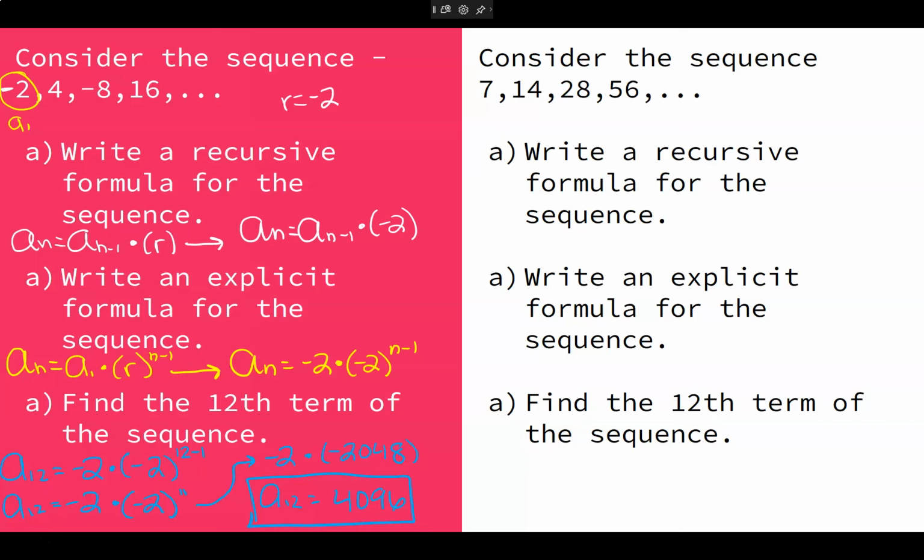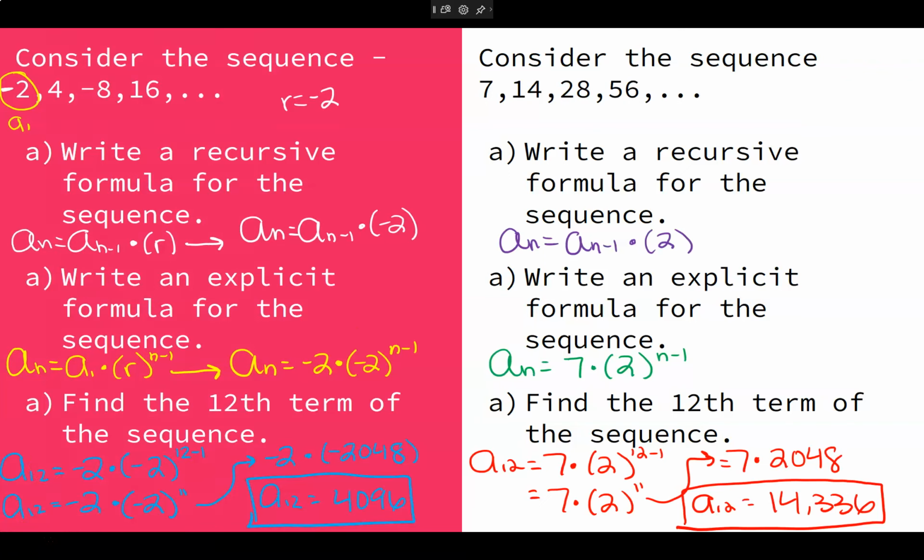We good? Questions on what we just did for that sequence? Because you about to do it in the next one. All right, work with your table, people. Do the next one. You have 7, 14, 28, and 56. Write the recursive formula, then the explicit formula, and then find the 12th term of the sequence.